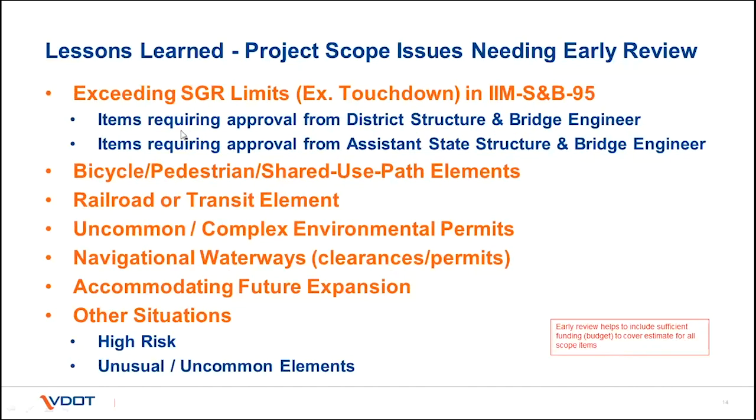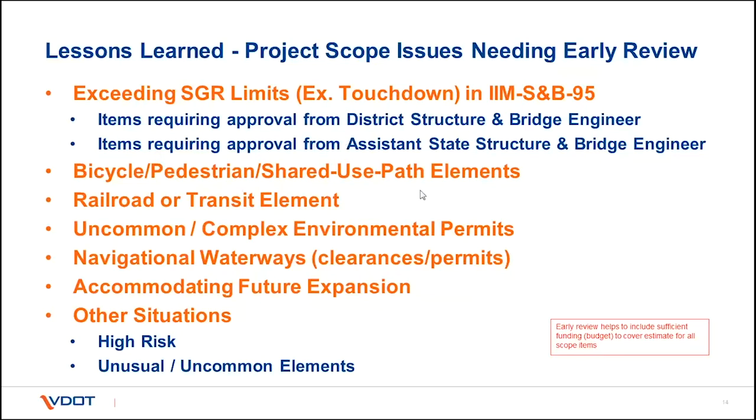So if you're exceeding the SGR limits as specified in the INIM, when you read that, some of those require district structure and bridge engineer or assistant state structure and bridge engineer approval. We've had examples where a bridge is crossing over a railroad, and the grade raised 3 or 4 feet at the bridge, and it resulted in several thousand feet of approach work. Just to raise the grade for other issues probably wouldn't be approved for state of good repair, but because the railroad forced the profile increase, it was covered. But those items needed early approval and coordination with the district and even central office.